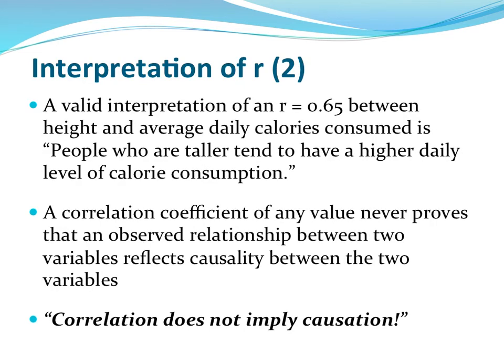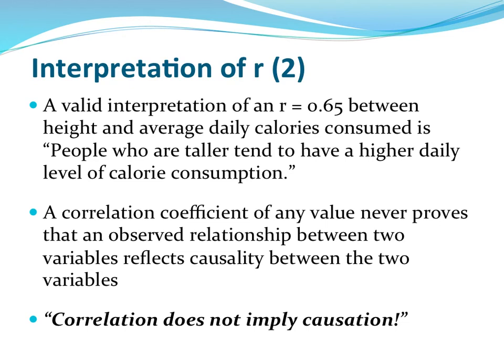Therefore, a valid interpretation of an r equaling 0.65 between height and average daily calories consumed is people who are taller tend to have a higher daily level of calorie consumption, as our r indicates a moderate positive relationship exists between the two variables. You would not say 65% or 65 pounds.